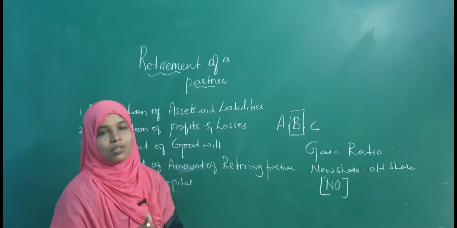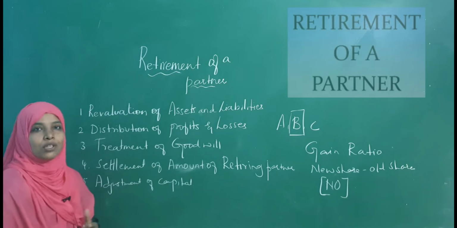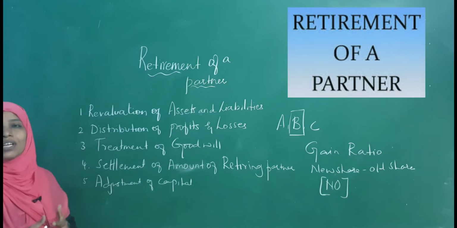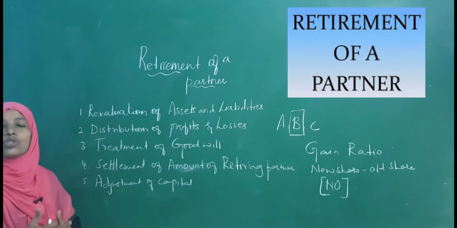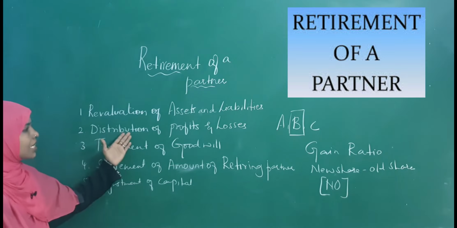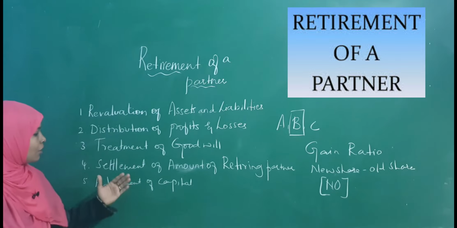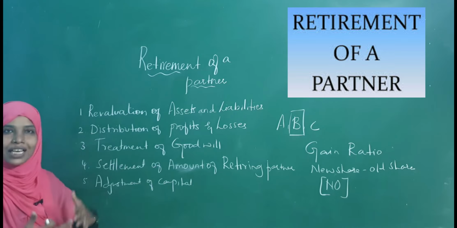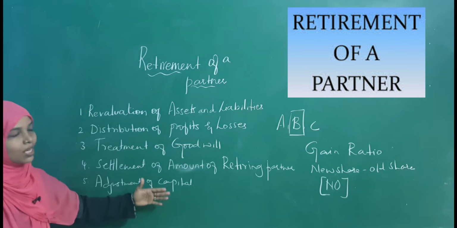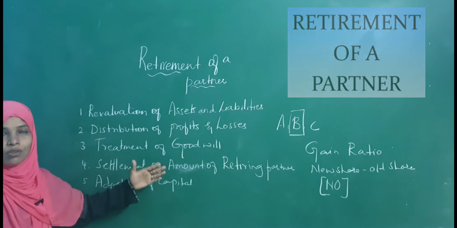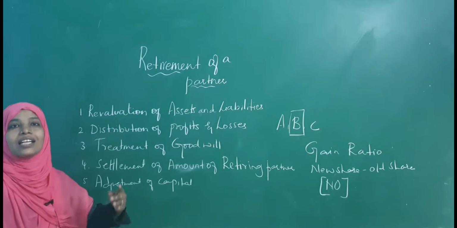Now today I am going to teach you the sums based on 12 marks. When I talk about retirement of a partner, we are going to deal with these 5 items. First, revaluation of assets and liabilities. Second, distribution of profits and losses. Third, treatment of goodwill. Fourth, settlement of amount of retiring partner. And fifth, adjustment of capital. All these things we are going to do in retirement of a partner when we prepare revaluation account, partners capital account and balance sheet.